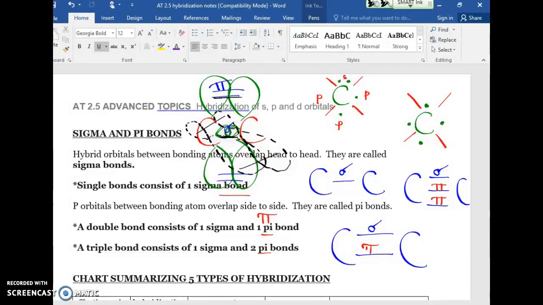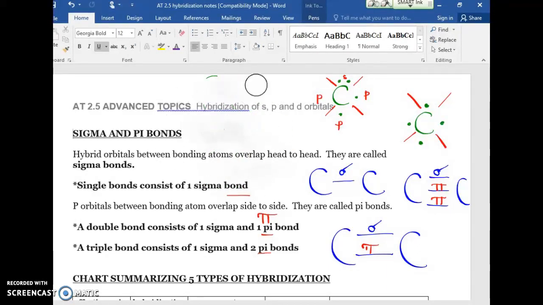I have two p orbitals overlapping side to side. That's one of my pi bonds. And the other pi bond is coming out, poking you in the eye right now. So that's how we get... Now, it's a mess, I realize. But at least I wanted to show you approximately the difference between a sigma and a pi bond. Okay. Well, let's move on then to talking about hybridization.